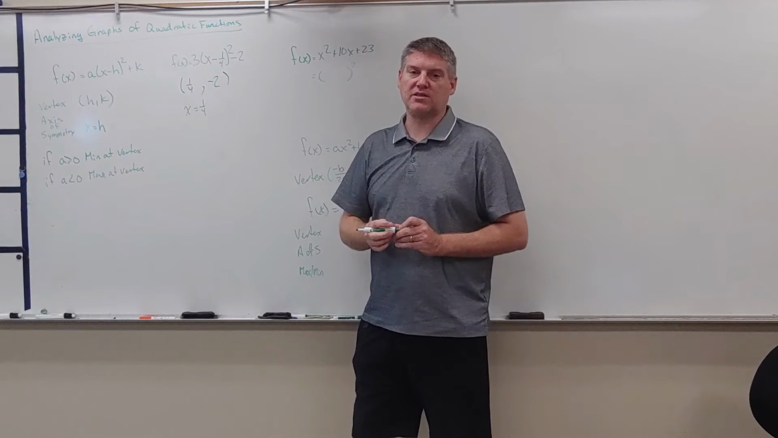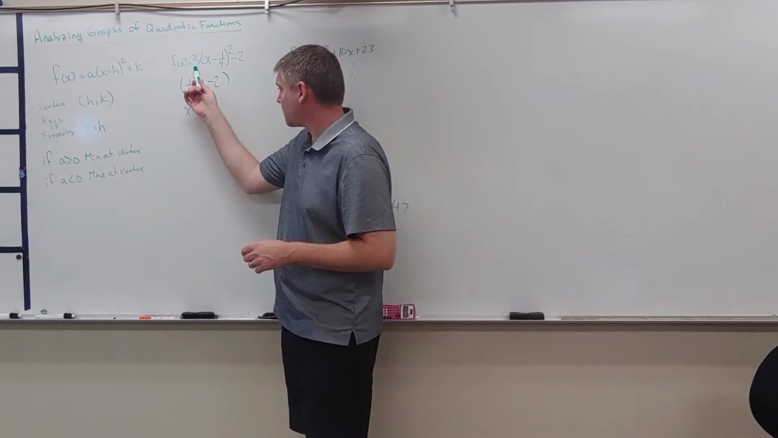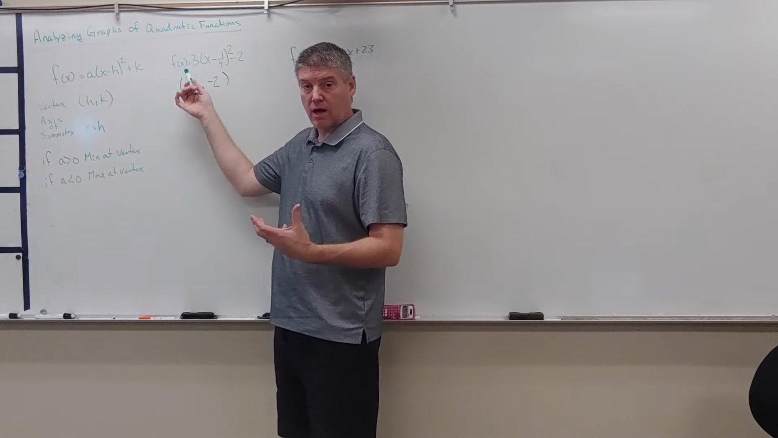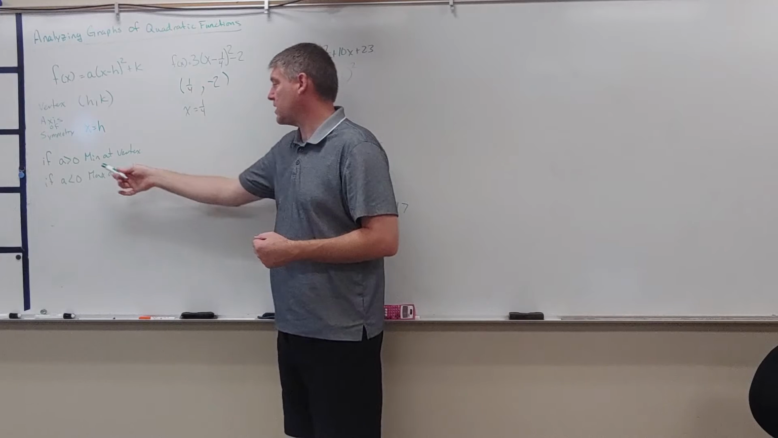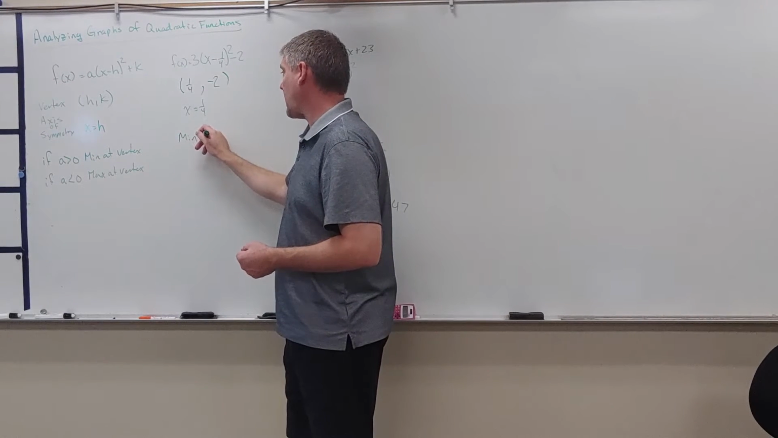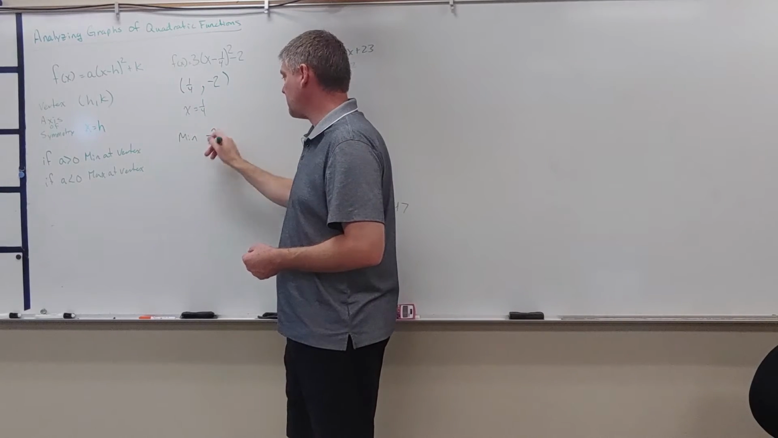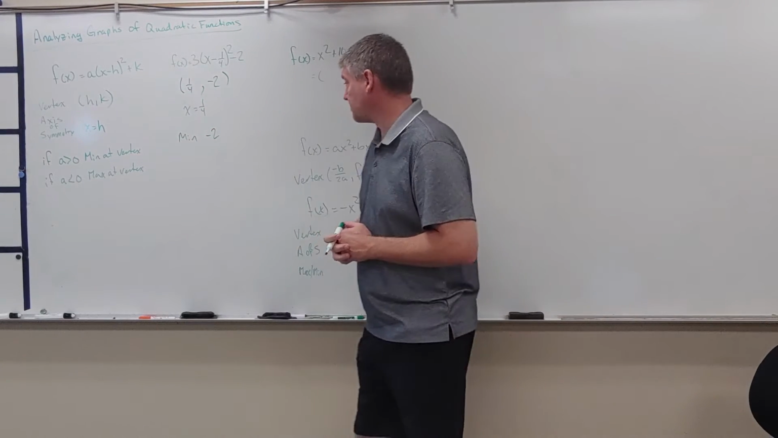And now I need to determine if this is going to be a max or min. So I look at my number in front, it's a 3. Awesome. So since a is greater than 0, I have a min at the point (1/4, -2). So I have a minimum value of -2.